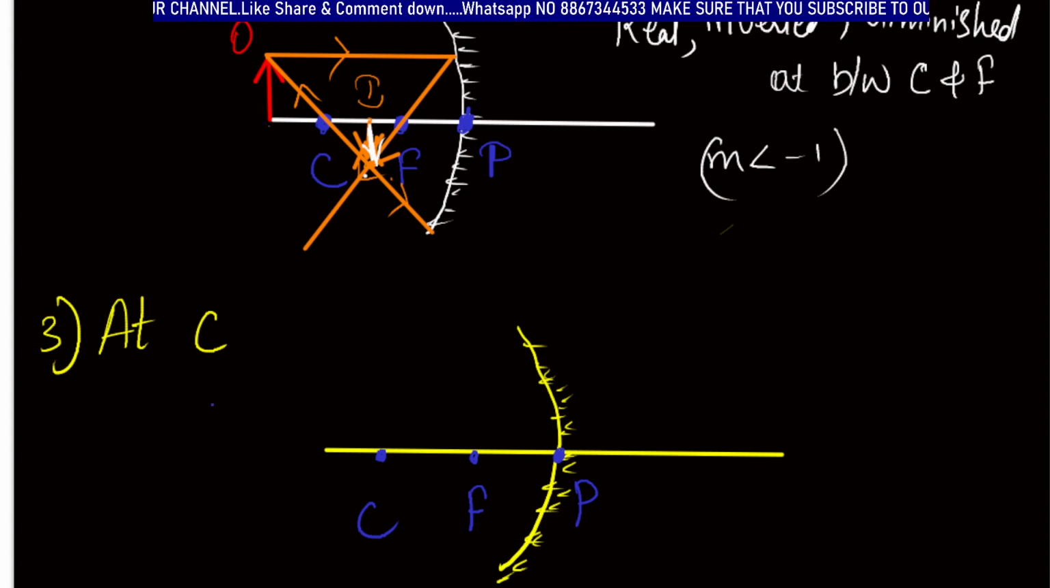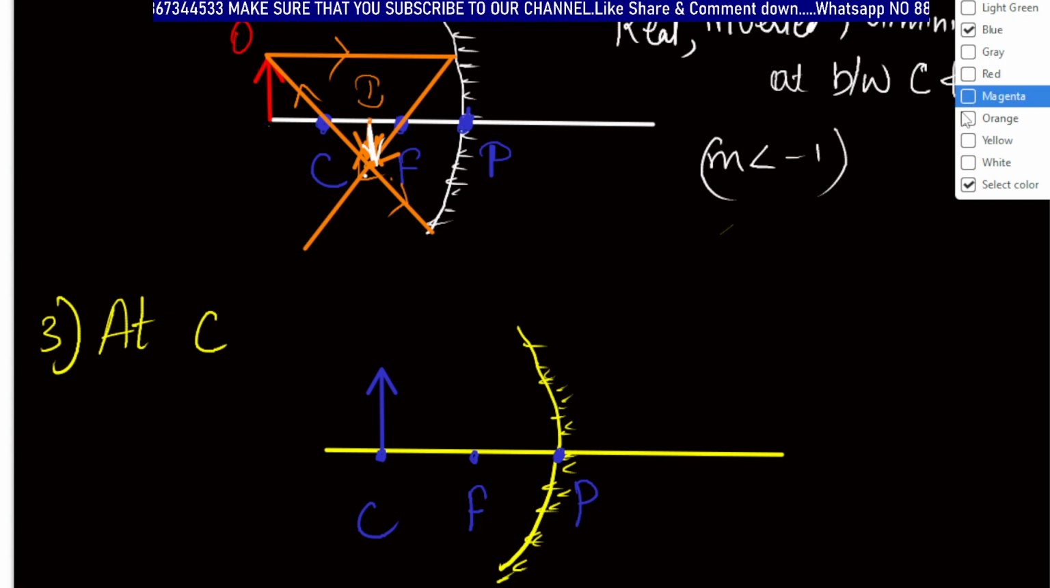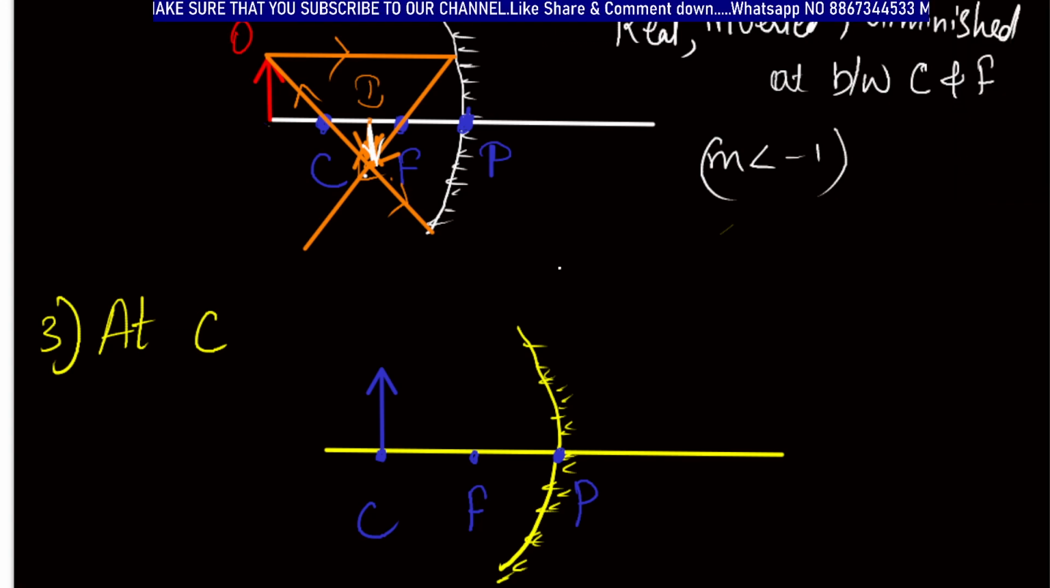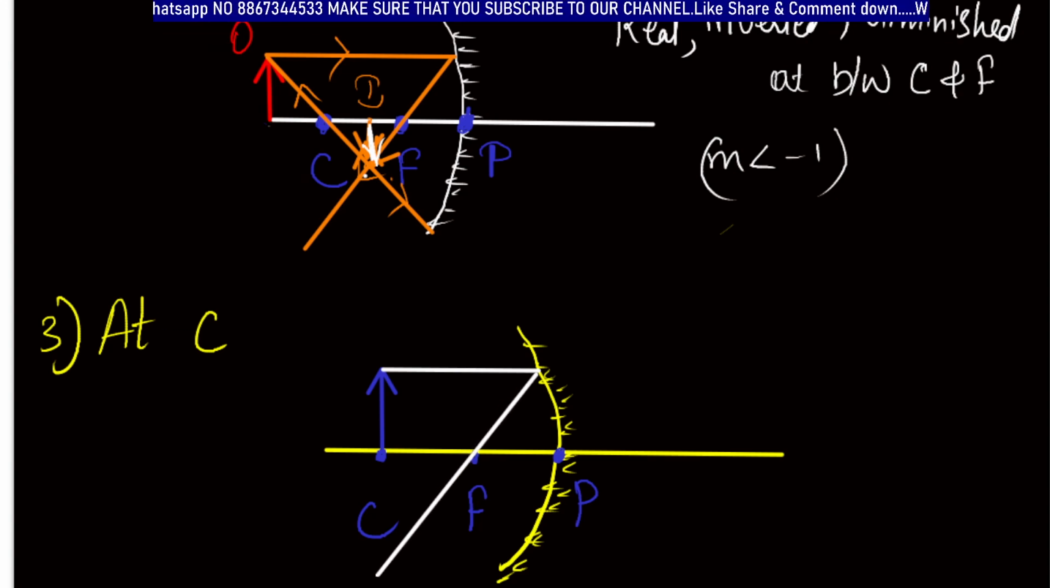So what is given here? The object is at C. So let us place the object at C. So this is the object at C. The first ray will be passing parallel to the principal axis. Whenever a ray is parallel to the principal axis, it passes through the focus, right?